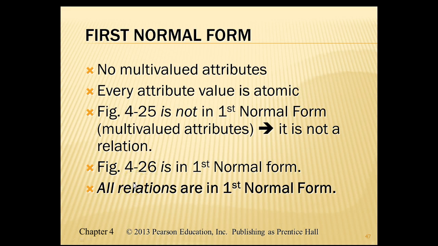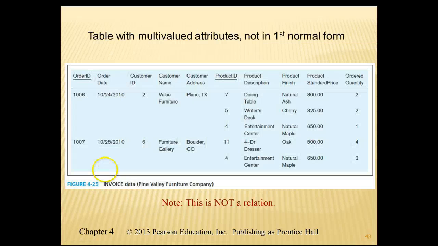Now take a look at figure 4-26 on page 181, and this is in first normal form because all the records do have some value in those locations. Now this is figure 4-25. And notice that this is not a relation because there are some values that do not contain data.